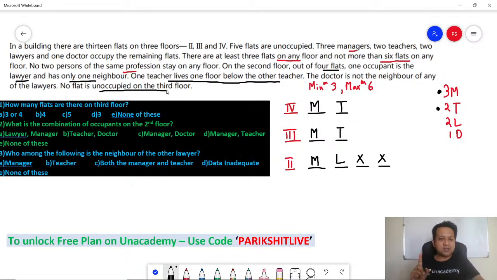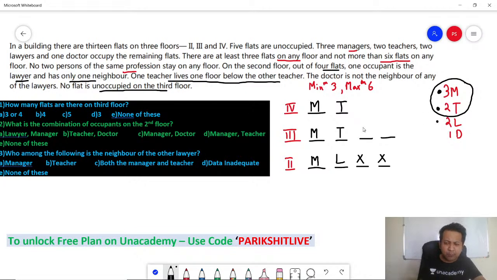If no flat is unoccupied on the third floor, it means, remember, there can be either 3 flats or 4 flats. Let's say there are 4 flats on the third floor. Manager and teacher are already done; we have already put that. Two human beings belonging to the same profession cannot stay on the same floor. It means two lawyers cannot be there. So at most, on the third floor, there can be one lawyer and one doctor. One lawyer and one doctor. Correct?